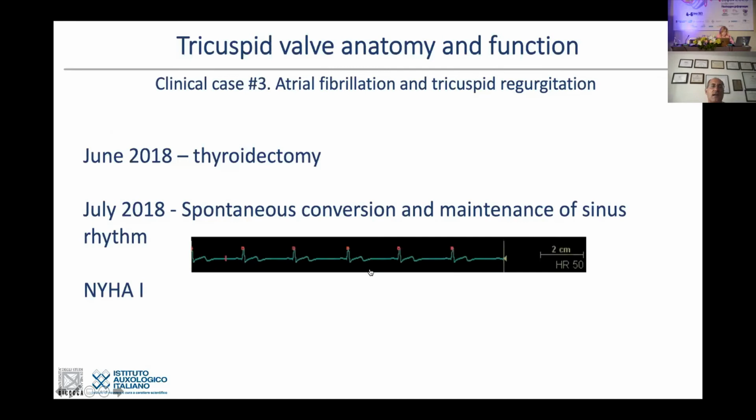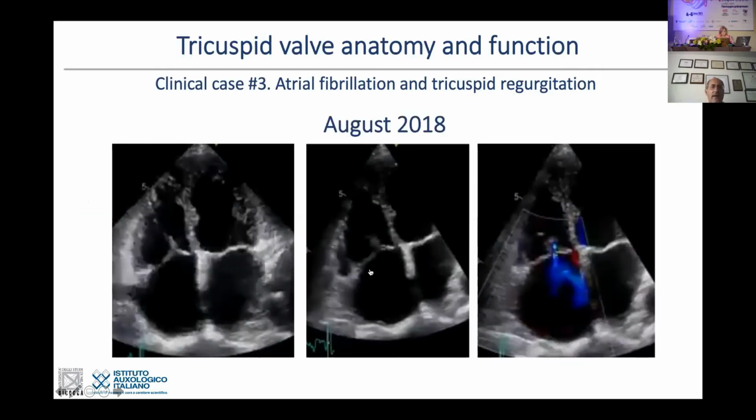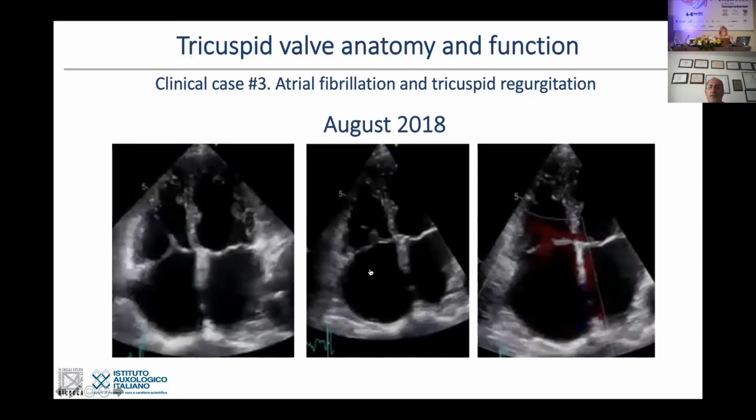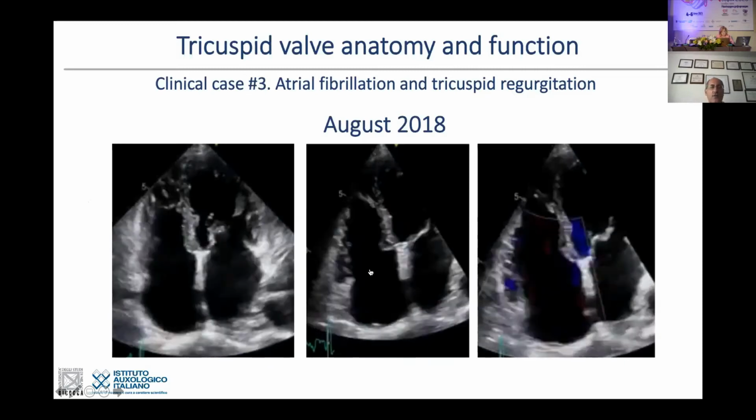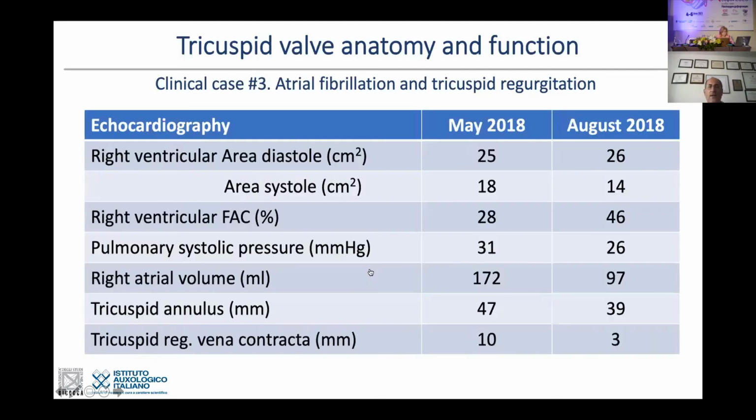Then the patient underwent thyroidectomy, and after 1 month had a spontaneous cardioversion with maintenance of the sinus rhythm. Her clinical condition improved that much, and so she came back for an echo, and believe it or not, what was a torrential tricuspid regurgitation almost disappeared, and you see that now it's just a mild one. If you look at the comparison of the two echoes that we performed before and after thyroidectomy, there is not that much change in the size of the annulus.